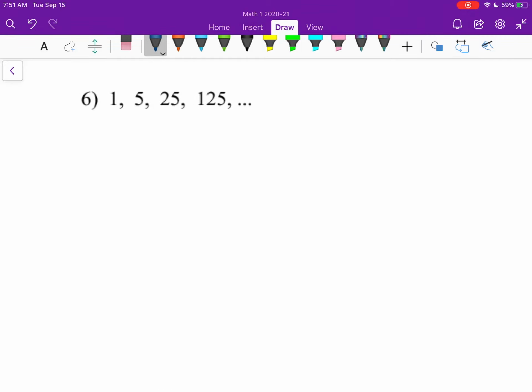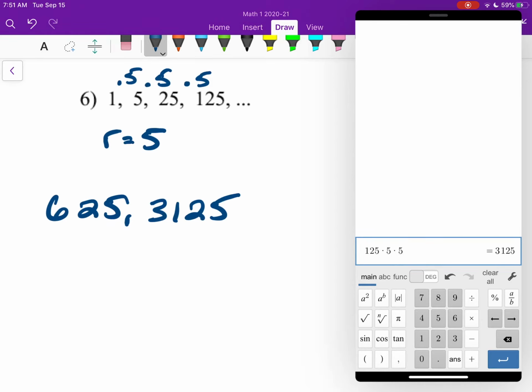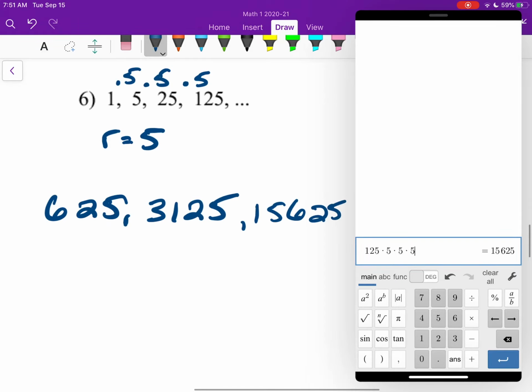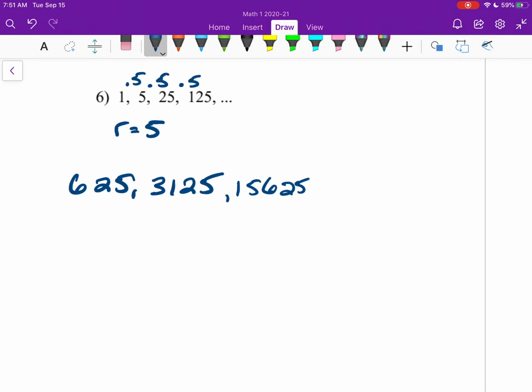Here, from 1 to 5, we multiply by 5. 5 to 25, again, we multiply by 5. Another multiply by 5. So our common ratio is 5. And to get our next three terms, we're going to take 125, multiply by 5, and we get 625. Multiply by 5 again, we get 3125. And one last time, we get 15625. All right, that's number 6.